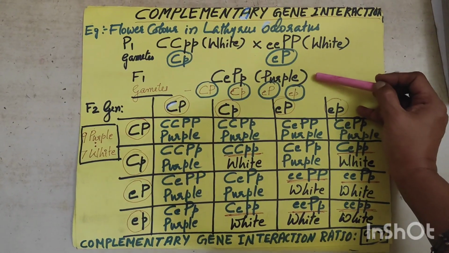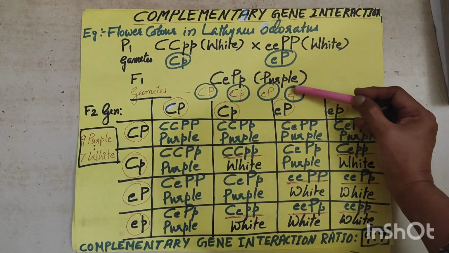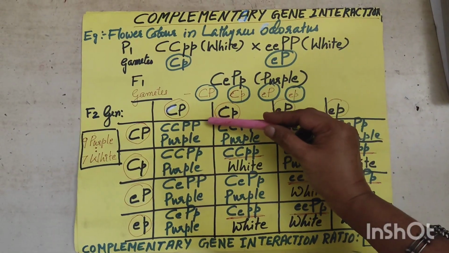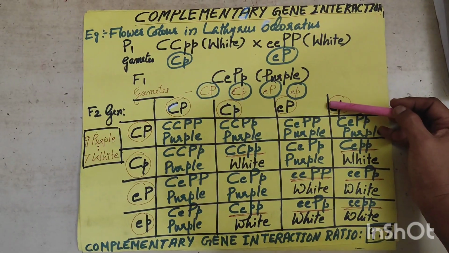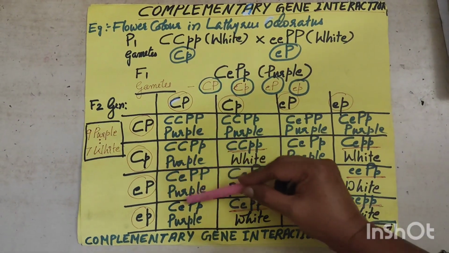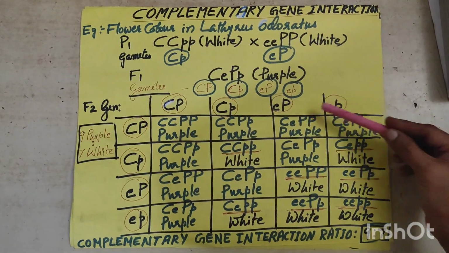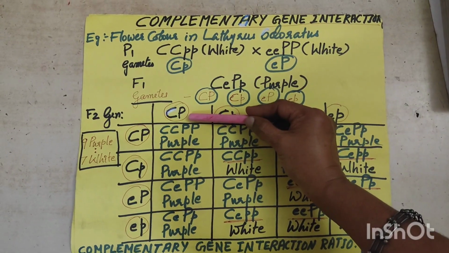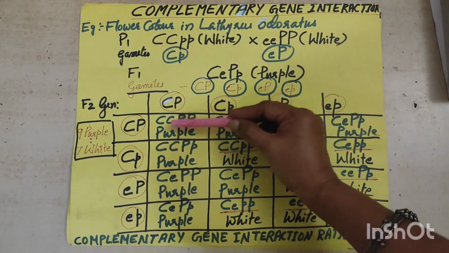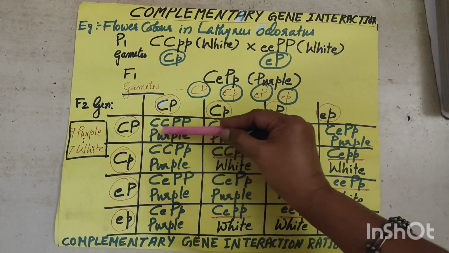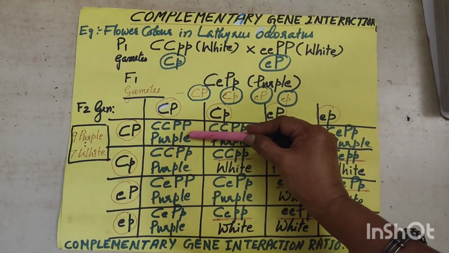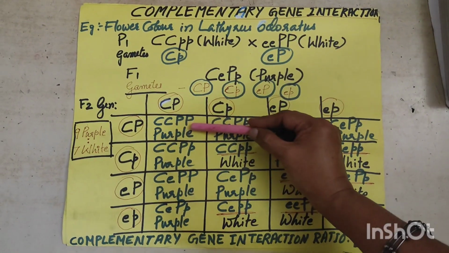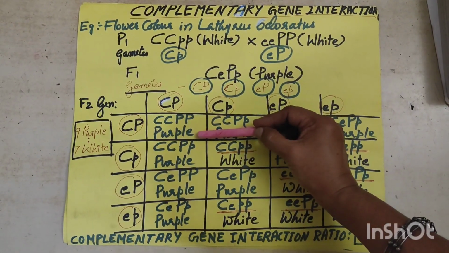And as I showed you earlier, these are the gametes which are produced. So on selfing, the F2 individuals are produced like this. You can see the Punnett square. Here, the first gamete is capital C, capital P. Here also capital C, capital P. The genotype produced here is capital C, capital C, capital P, capital P. Here all the 4 dominant alleles are present. So it is purple in color.